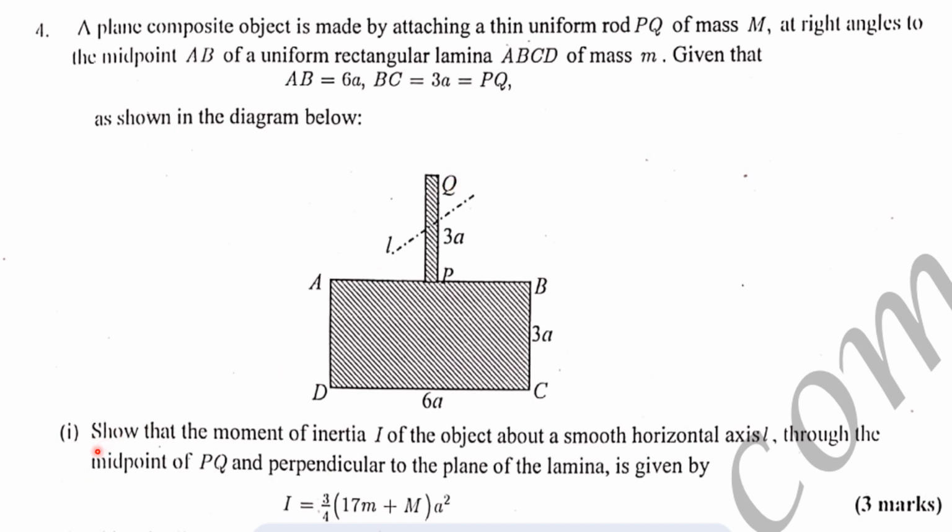Now the question is asking us to show that the moment of inertia I of this plane composite object, about a smooth horizontal axis L, through the midpoint of PQ and perpendicular to the plane of the lamina, is given by I equals 3/14 (17M + m) a squared. It is allocated 3 marks. So without wasting much of your time, let's get started directly.